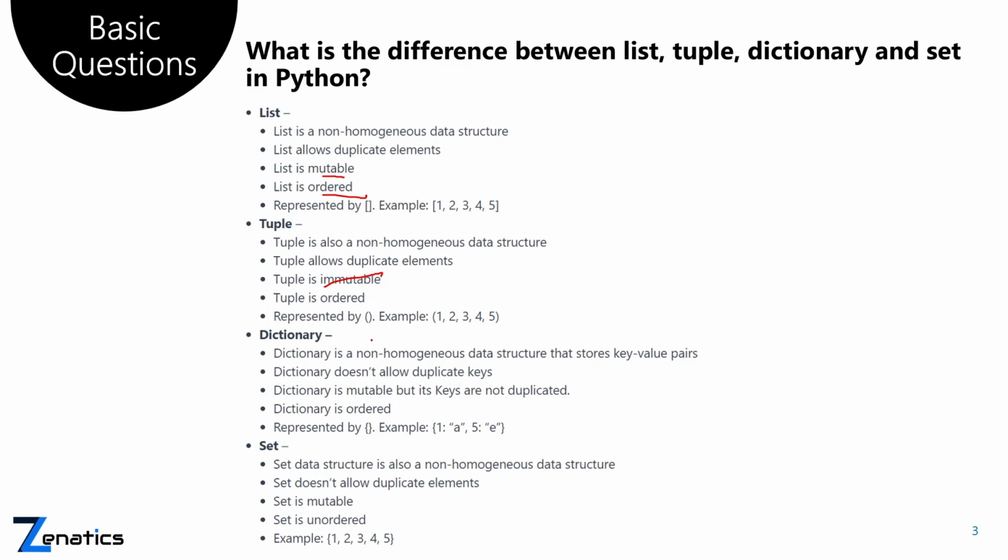Looking into dictionary, it's quite different from list and tuple, because the structure is a key-value pair. Very important thing is that dictionary doesn't allow duplicate keys. Dictionary is mutable, but its keys cannot have duplicate values. Again, dictionary is ordered. And set is also quite different, because set is again a non-homogeneous structure, but set doesn't allow duplicate values and set is unordered. That is something which makes set different from list and tuple.